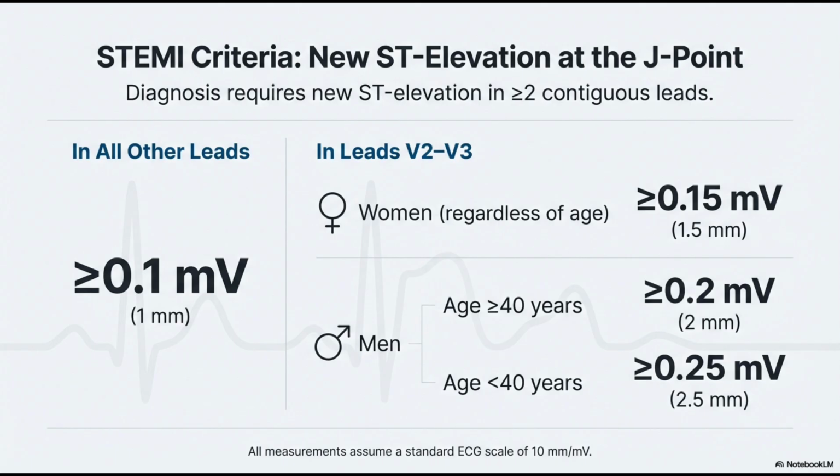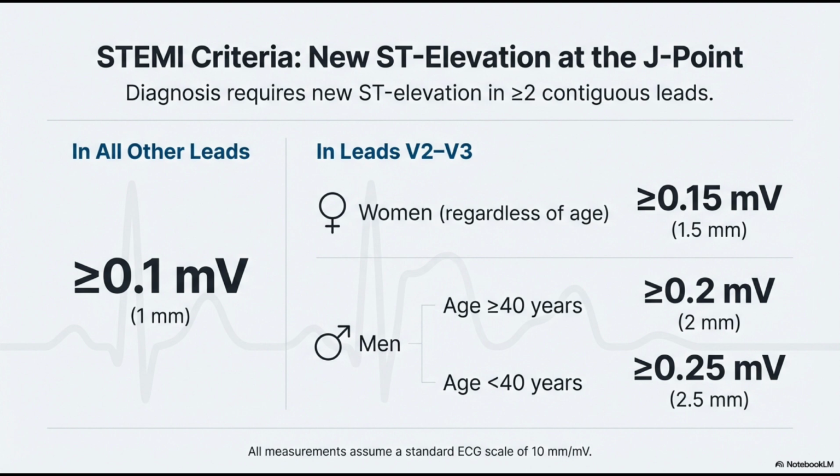Exactly. So what are those exact thresholds? Well, for women, regardless of their age, the bar is set at 1.5 boxes, or 0.15 millivolts. Okay. For men aged 40 or older, we require 2 full small boxes, or 0.2 millivolts. And for the younger men? Right. For men under 40, the ones most likely to have this benign variation, the threshold jumps even higher. We need 2.5 small boxes, 0.25 millivolts of elevation in V2, V3 to make that call.